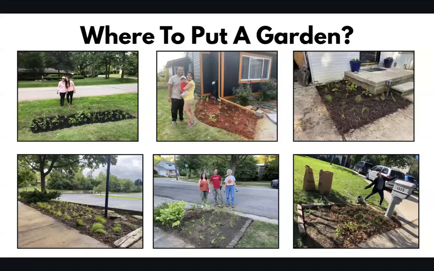So the next step is where to put a garden. This is really important because we do have a few requirements and we have a few desires. One of our desires that's bordering on a requirement is that the garden should be in the front yard. And that's because we want the community to be able to have this garden.